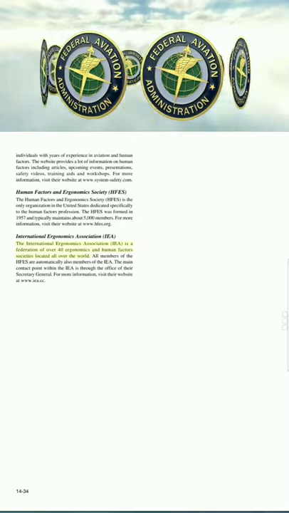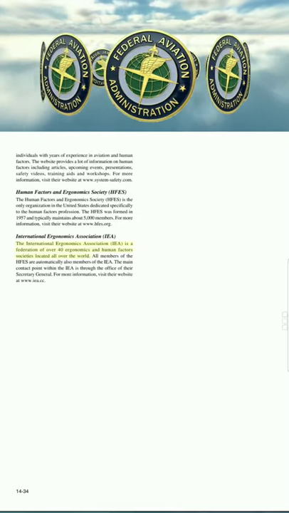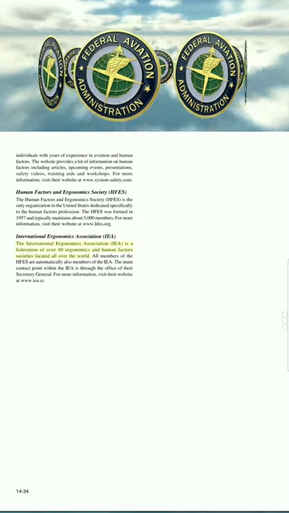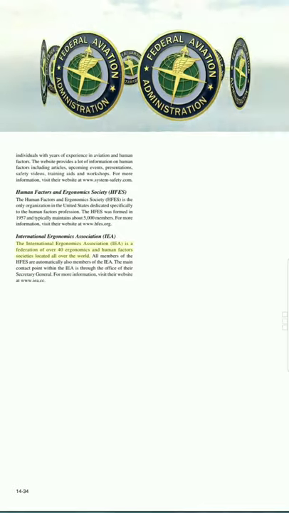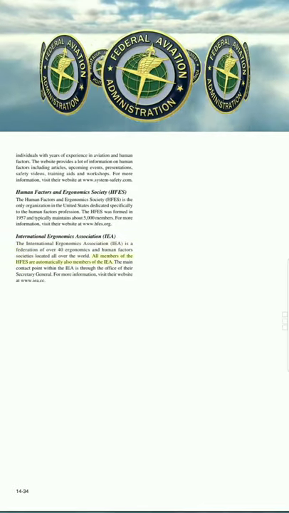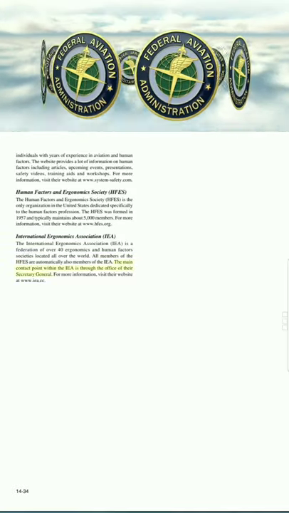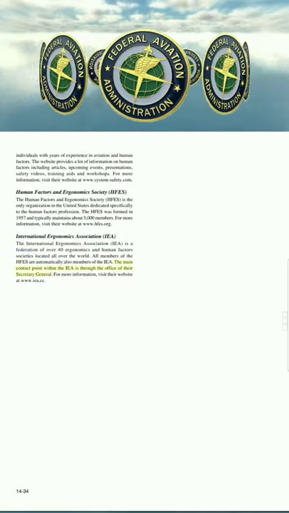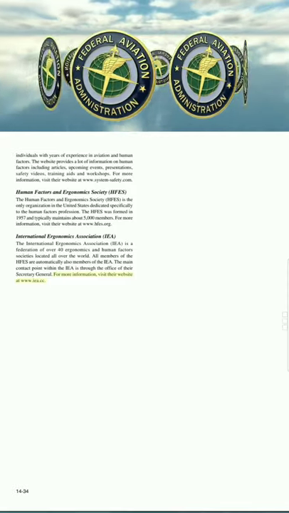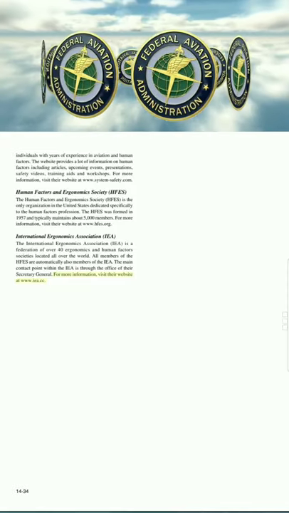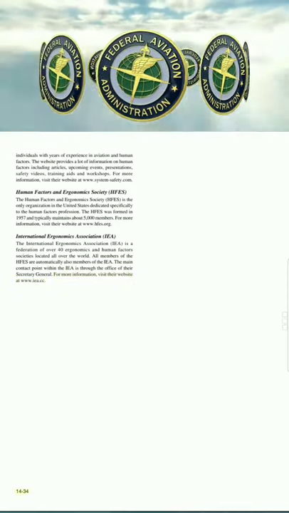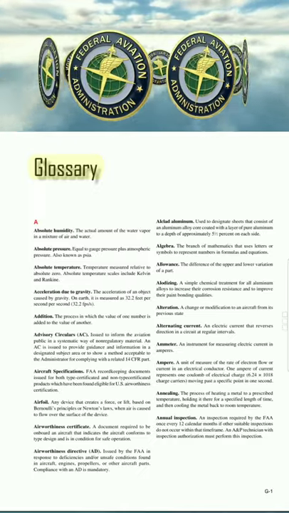International Ergonomics Association, IEA. The International Ergonomics Association, IEA, is a federation of over 40 ergonomics and human factors societies located all over the world. All members of the HFES are automatically also members of the IEA. The main contact point within the IEA is through the office of their Secretary General. For more information, visit their website at www.iea.cc.